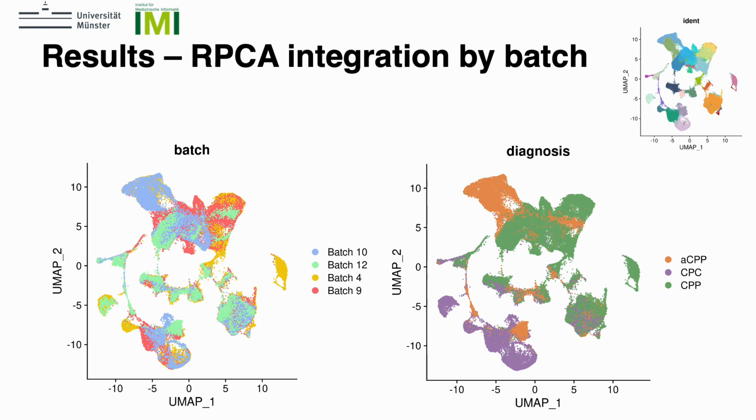Considering batches as independent experiments and using Harmony or RPCA methods to integrate yield the best results in terms of batch effect correction while preserving the biological differences between tumor subtypes. As we can see here, batches are mostly overlapping for all clusters, while we keep the variation between the tumor subtypes, meaning there are some clusters that only have cells from one subtype.